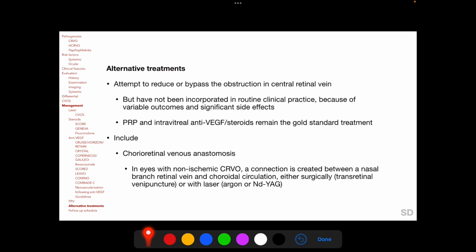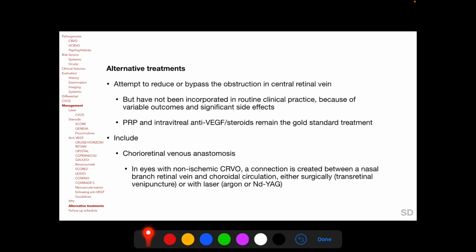Alternative treatments have been tried to reduce or bypass the obstruction in the central retinal vein itself, but these procedures have not been incorporated in routine clinical practice because of variable outcomes and the risk of significant side effects. So pan-retinal photocoagulation and intravitreal anti-VEGF and/or steroids remain the gold standard of treatment for complications arising from CRVO.